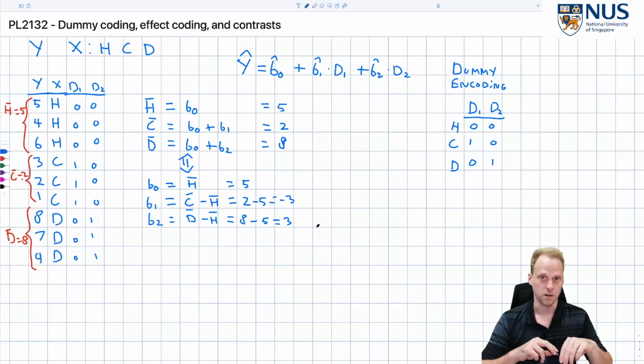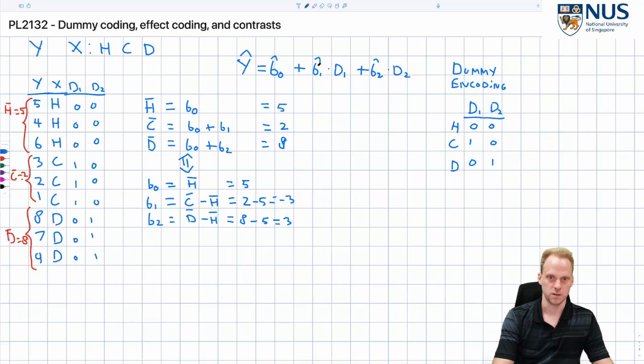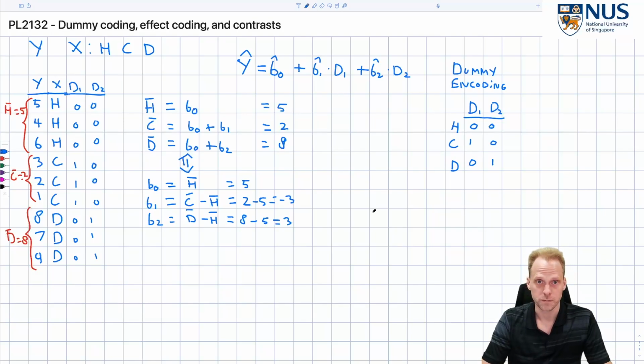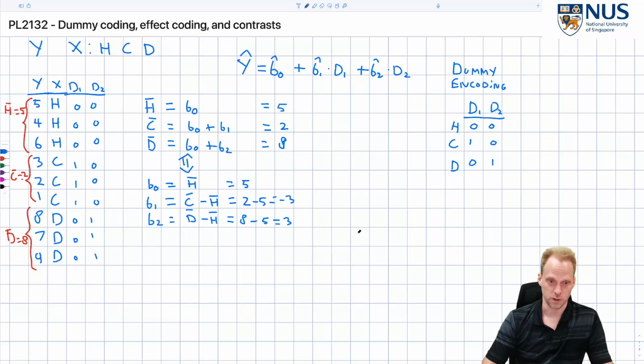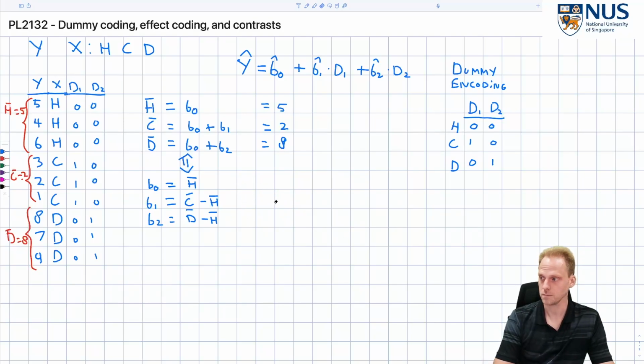Now this is a one-way ANOVA design. We can see that if these B1 and B2 are both 0, there's no difference between the groups. They're all equal. And that's what the one-way ANOVA will do for you. And it's actually not that important that you can do this by hand. I just wanted to show this. What's important is this part here.